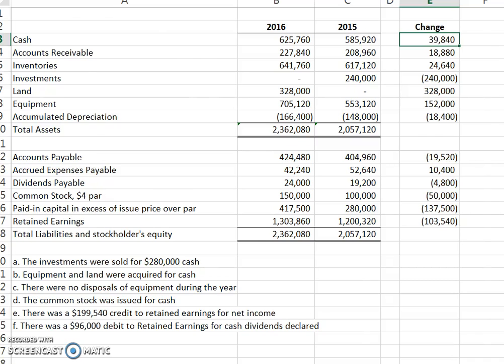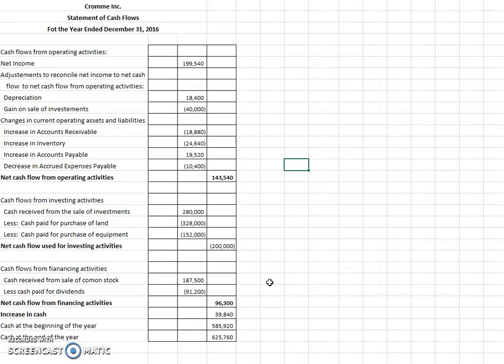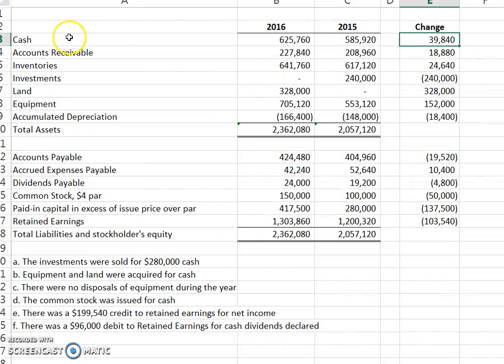Okay, this video is going to show how to prepare a statement of cash flows. So we have our fourth and final financial statement, which is the statement of cash flows, and it is going to categorize all of our changes in cash for the period. So our change in cash can be seen on the balance sheet. We went from $585,920 up to $625,760, so our change for the period is $39,840. So our task is to categorize all of those changes that happened to cash during this period.